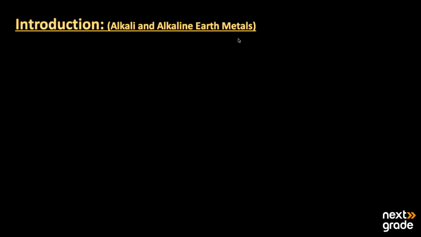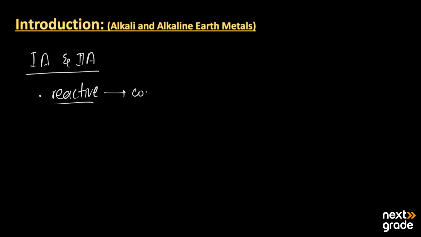The topic that we will discuss today is the alkali and alkaline earth metals along with their occurrence. So let's have a look at where the alkali and alkaline earth metals are found. Basically, alkali and alkaline earth metals are from group 1A and group 2A in the periodic table, and all these are very reactive, and as they are more reactive, we always find them in the combined state.